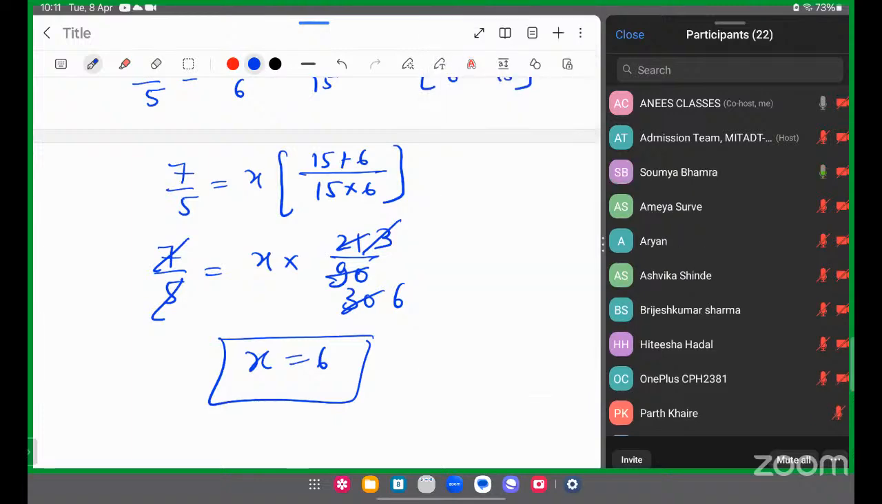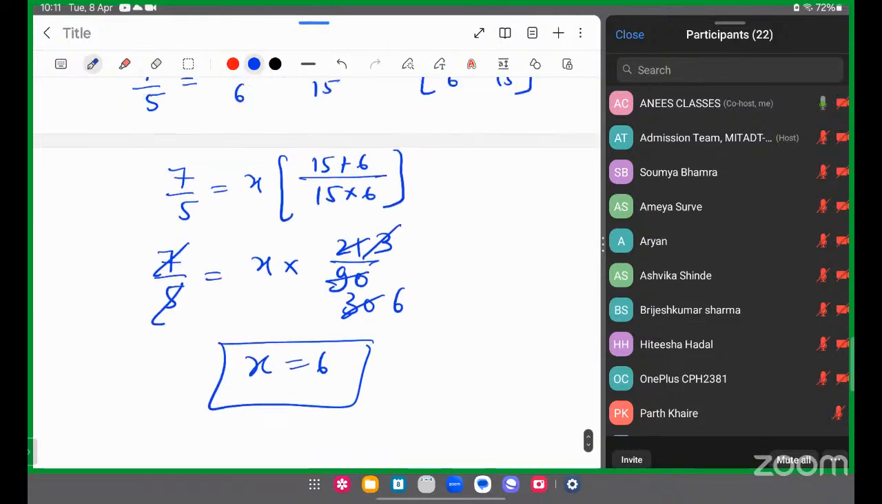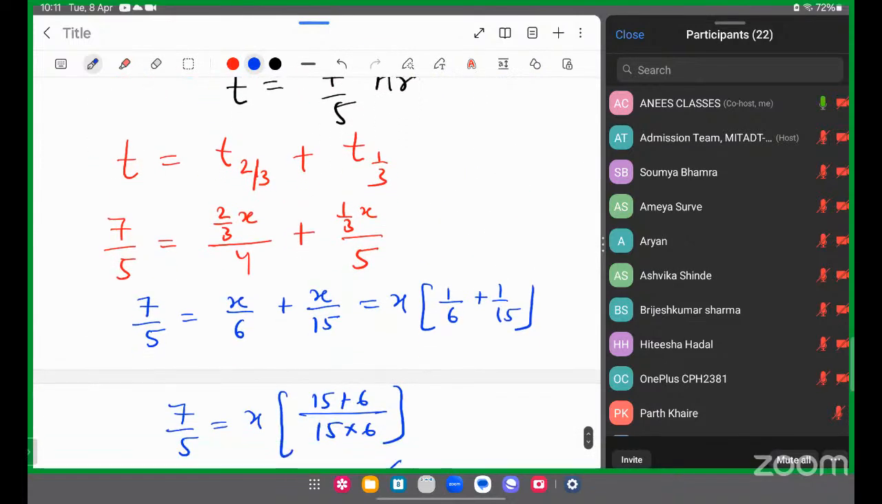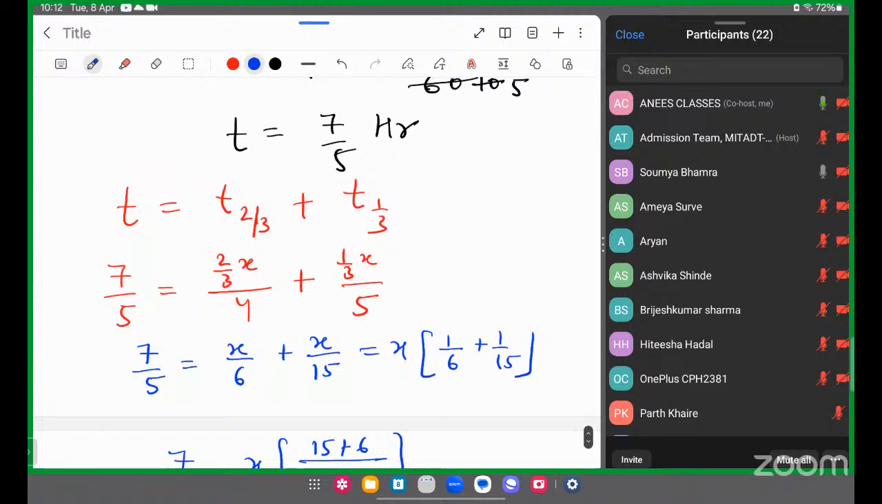So can you please repeat? From where? Calculation or the upper part? Sir, after t equal to t2. Okay. Total time is 7 by 5 hour, and this total time is distributed in the journey in two different parts. So overall time is equal to time taken to cover 2/3 of the distance plus time taken to cover 1/3 of the distance. So this will be overall time 7 by 5, and general formula for time will be distance by speed.